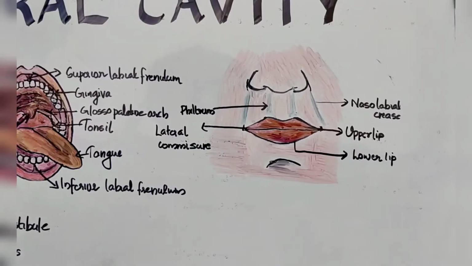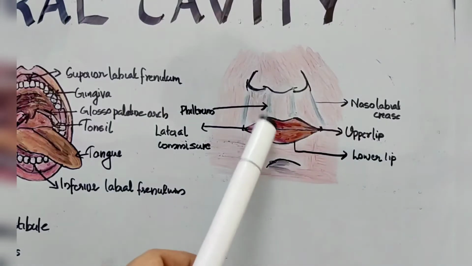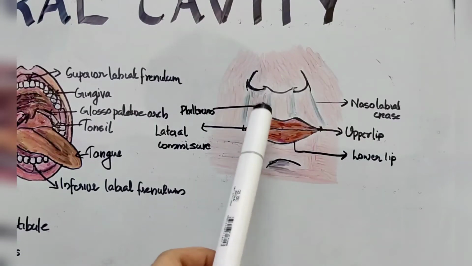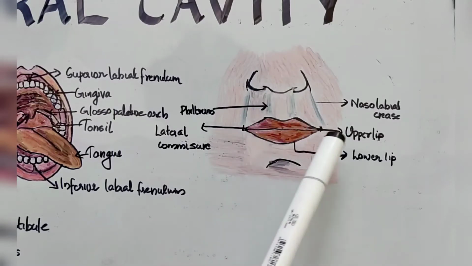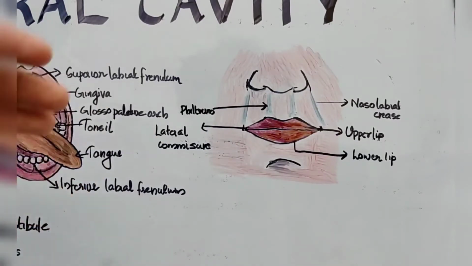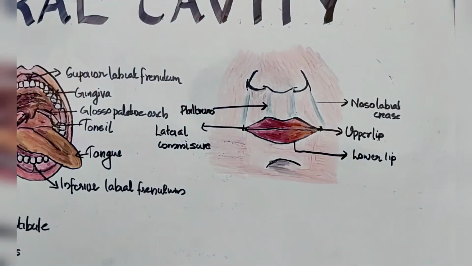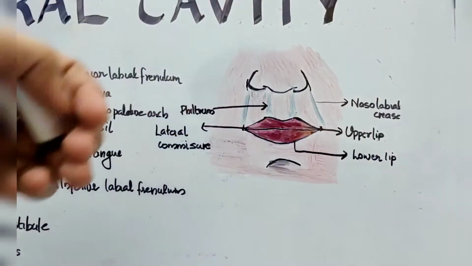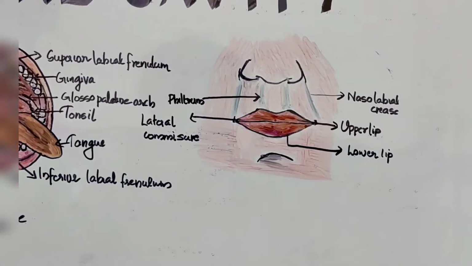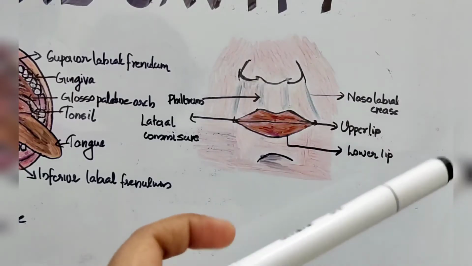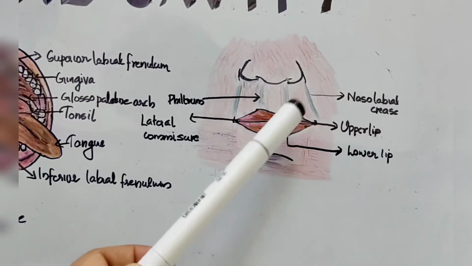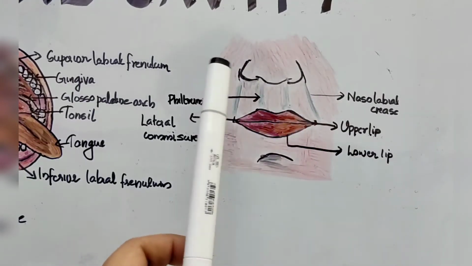Now we will discuss the lips. What are lips? Lips are fleshy folds which are lined externally by the skin and internally by the mucous membrane. What are the layers of the lips? The lips have five layers from outside to inside. Which are those layers?